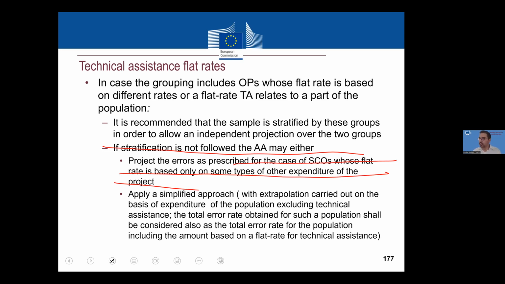Or the Commission has opened the door for a simplified approach, where in this case the extrapolation is totally done over the population, excluding technical assistance. So we forget technical assistance and we do this all without technical assistance. And once you have projected the total error rate for this population without technical assistance, this error rate will also be considered representative of the population, including the amount of the flat rate. So the total amount of error has to be enlarged by the percentage of the flat rate.